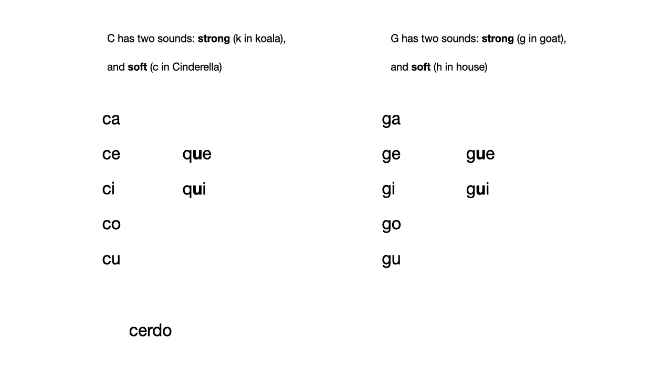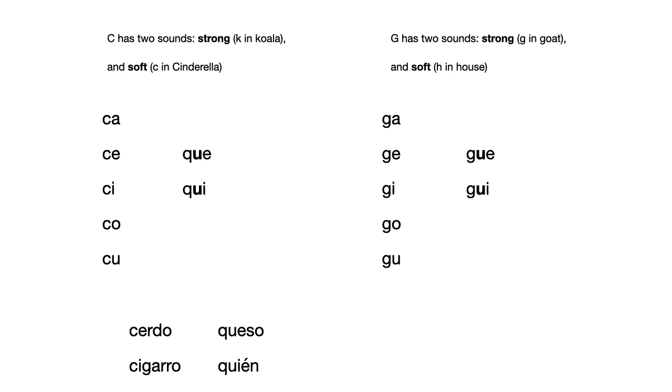For example, this one. Cerdo, cerdo. C and E, right? With E, C sounds soft, cerdo. Let's look at this one, the one I just mentioned, queso, queso, right? In order to do that k sound with E, we write QU, queso. Another word, cigarro. This means cigar, right? It's very, very similar to the English, right? C and I make the s sound, so cigarro. And quién, that means who, right? In order to have the k sound and the e sound, we write Q-U-E, quién.